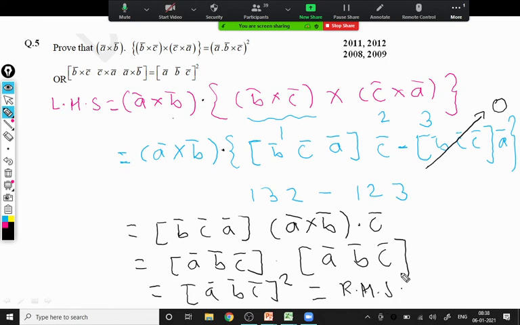So those who are not interested in remembering the new formula, that is 132 minus 123, they can take this as 1, this as 2, and this entire bracket as 3, and then you can use the same formula, 132 minus 231, and you will get the same answer there. Okay, so choice is yours. You can go by any of the ways. Any doubt?